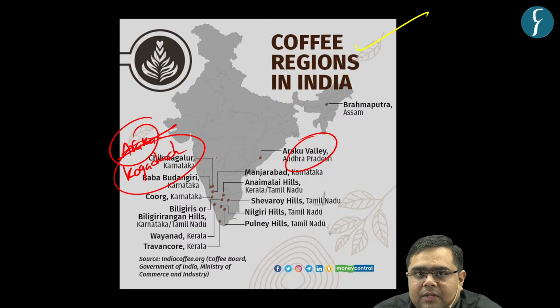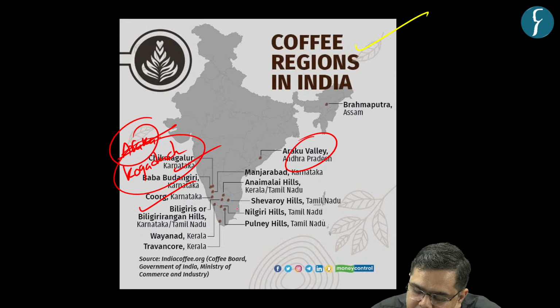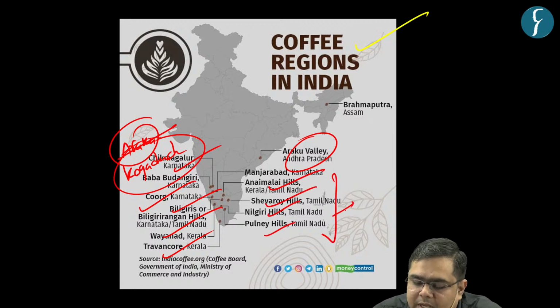So key locations with respect to coffee cultivation are Chikmagalur, Kodagu, Nilgiris, Wayanad of Kerala, Travancore. Then on the eastern section, Araku Valley, Manjarabad, Annamalai districts, Shevaroy, Nilgiri and Palani Hills. All these three hills are in the state of Tamil Nadu. If a question comes in prelims that coffee cultivation happens in the southern part of India only, would that be a correct statement?